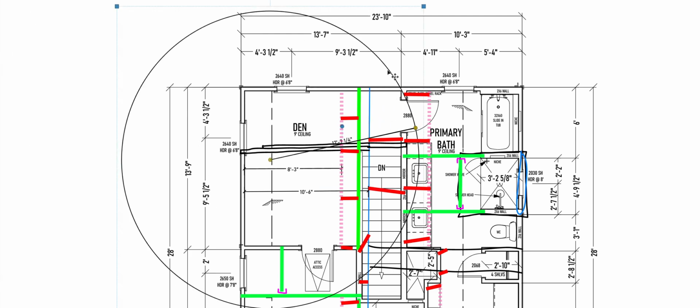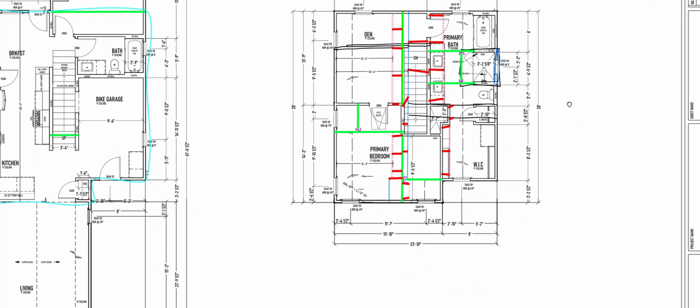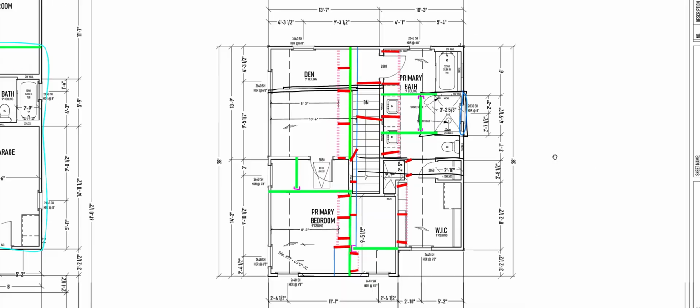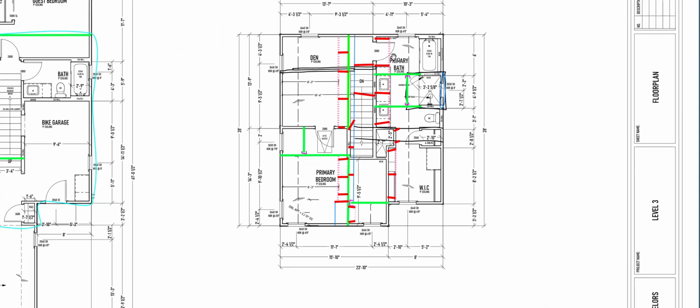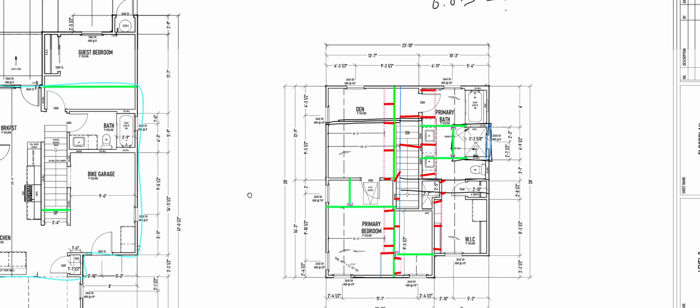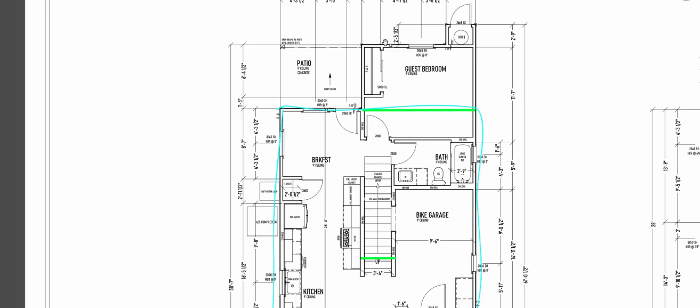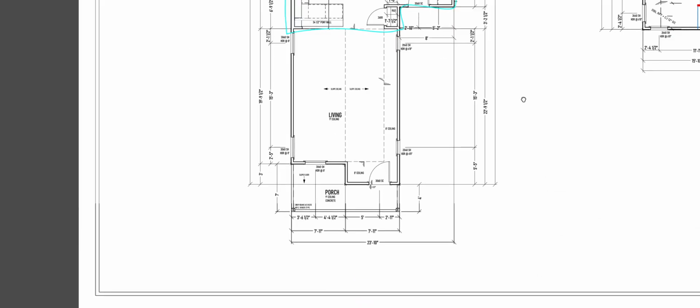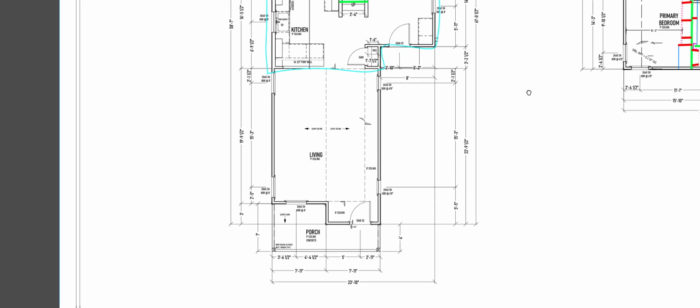Oops, you know what? I'm done with the circle now. Okay, so I got the ridge supported, all my rafters are supported. My roof framing layout is done for the second floor. Yay! What about this part? What about the first floor? Well, this is actually going to be quite simple.